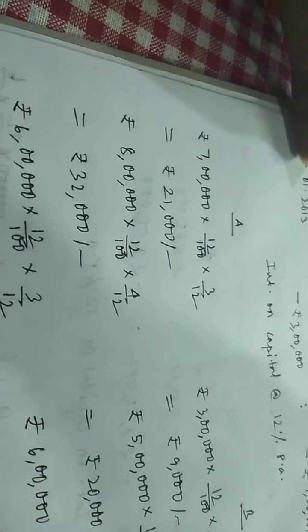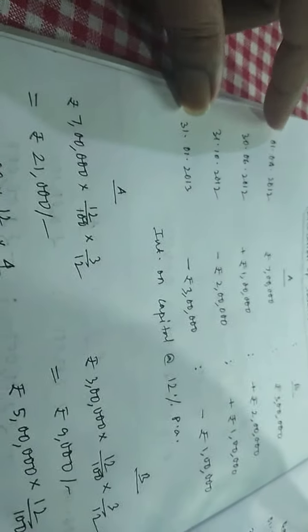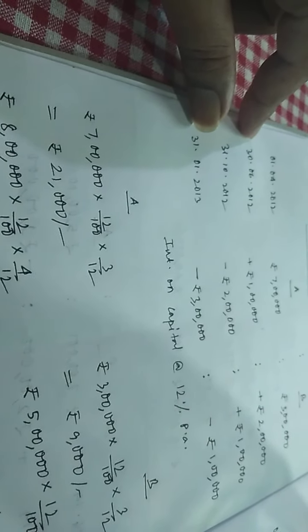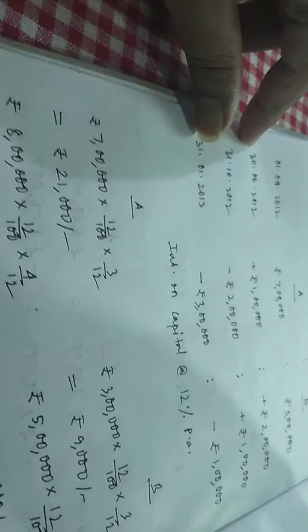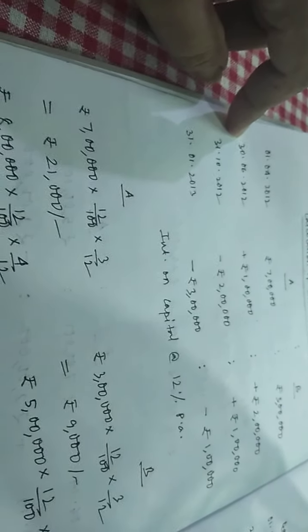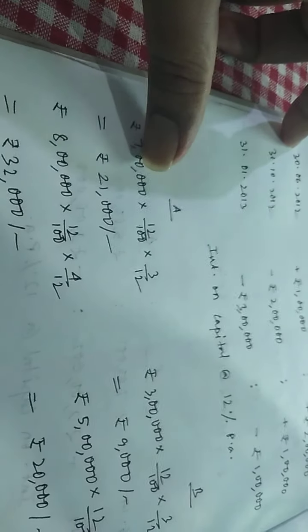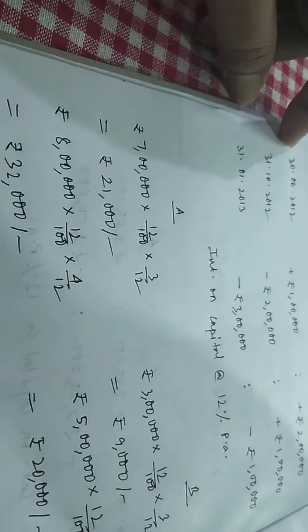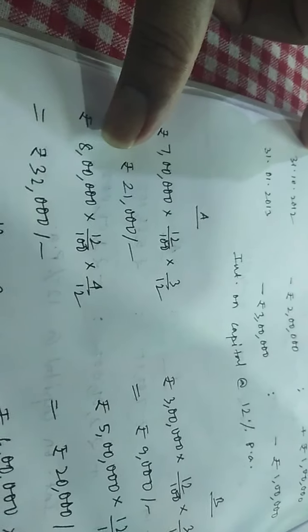First we'll consider A. At the beginning it was 7 lakh, for the period from 1st April to 30th of June, which is the full month of April, the full month of May, and the full month of June. So it becomes 3 months. So 7 lakh into 12% into 3 by 12 will give us 21,000.